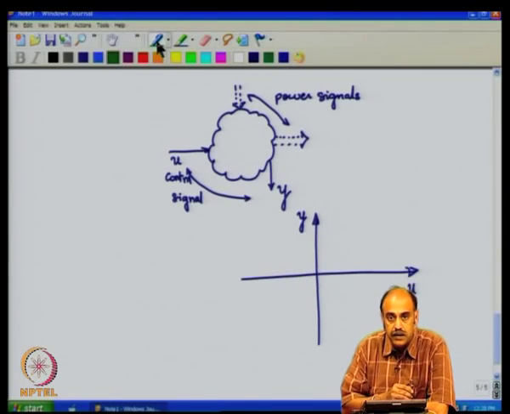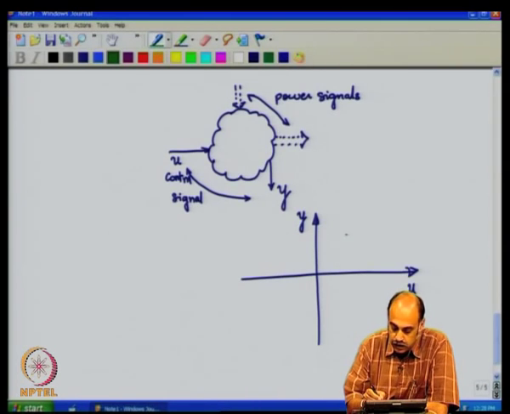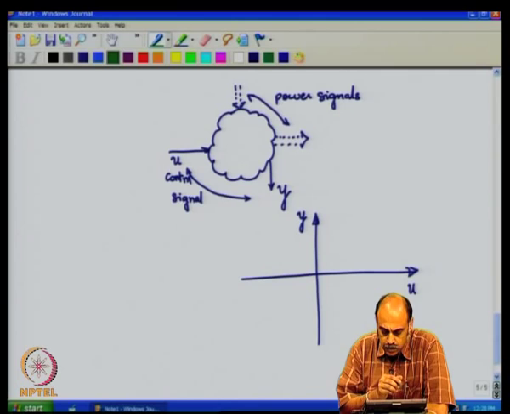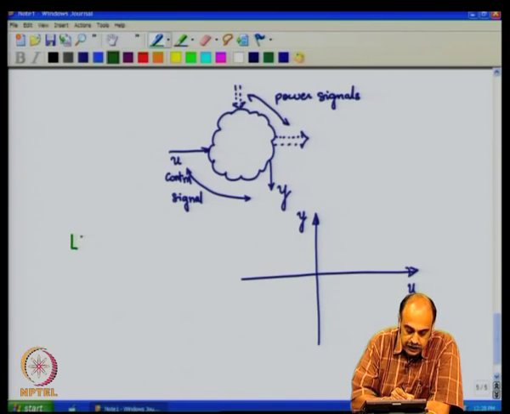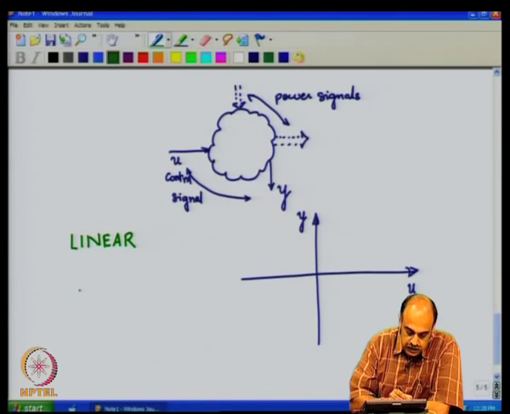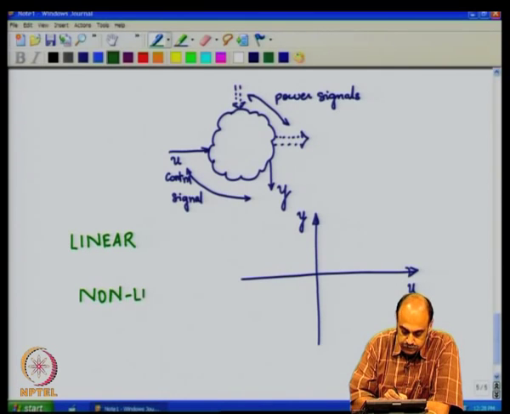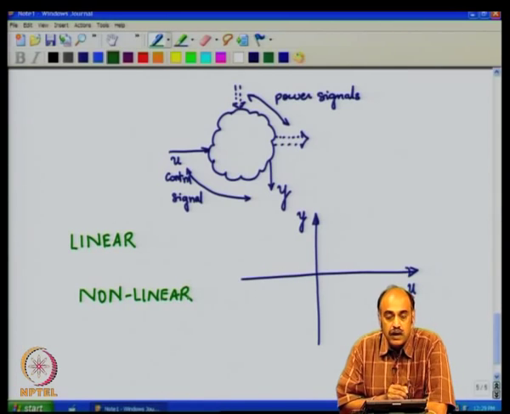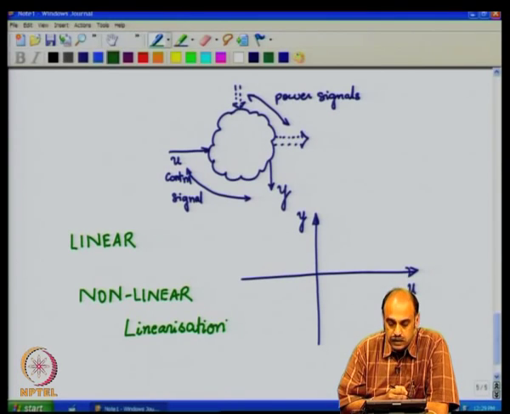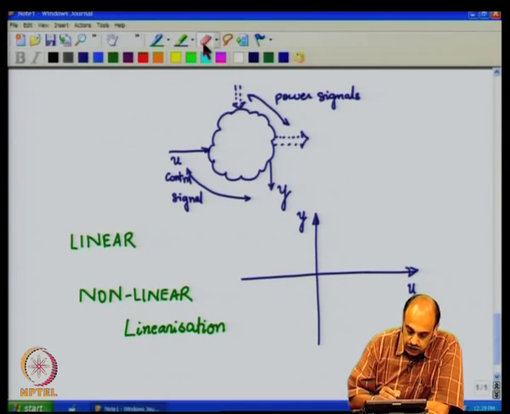So, let us take a general nonlinear case and see how we go about trying to model the system. Here I would like to mention that all the control signal analysis is done for a linear system. Analysis and design is done considering that the plant is a linear system. However, most of the systems are non-linear in nature, and therefore, we need to perform linearization if we need to have an effective model of the plant. So, we will discuss these issues.